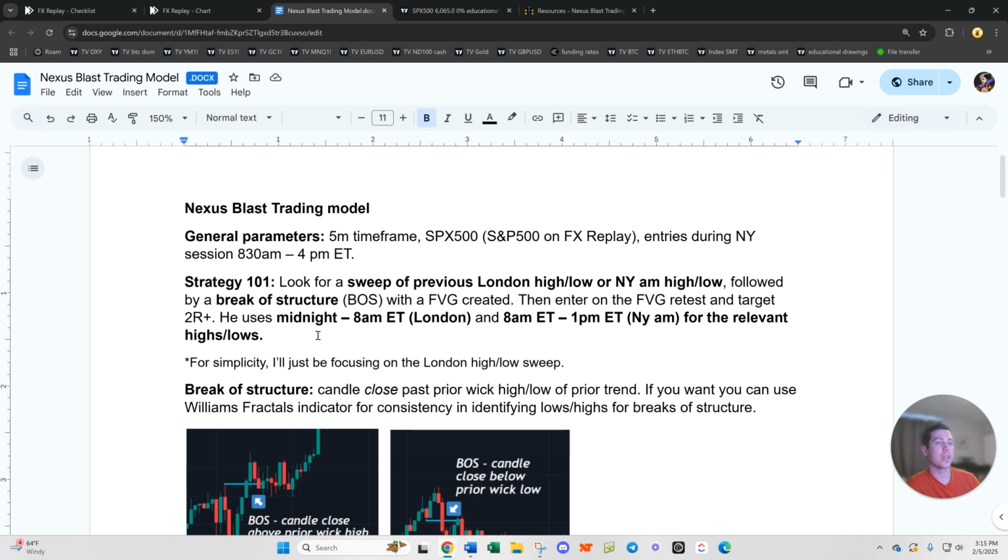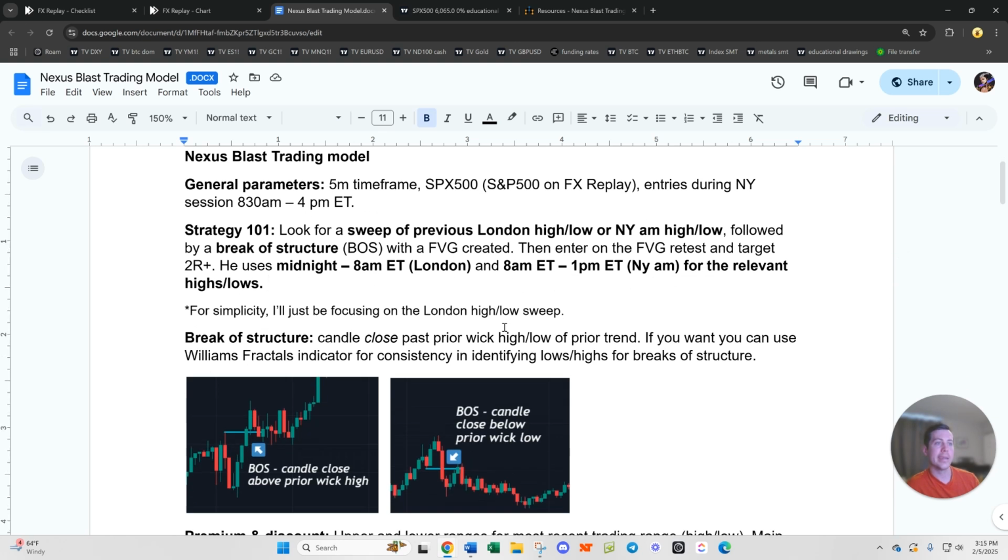He does use two different levels for sweeps. This London one, he simplifies as just the midnight to 8 a.m. Eastern period. And then he also will use the New York AM time for additional sweeps for afternoon trades. But just for simplicity, I'm going to focus on just the London sweeps for today. So that's the bread and butter of the strategy.